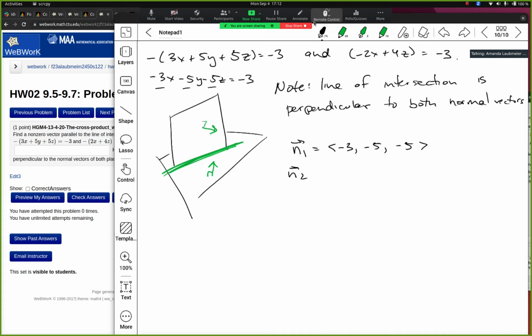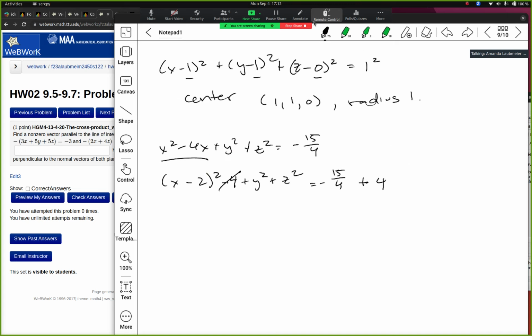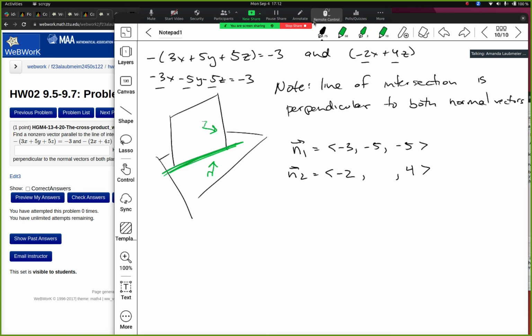And for my second plane, I see a minus 2 connected to the x, and I see a 4 connected to the z, and I don't have a y. So this is another case where, similar to here where I didn't see anything connected to the z so I knew it was a 0, I don't see a y here. That's the same as having 0 times y.